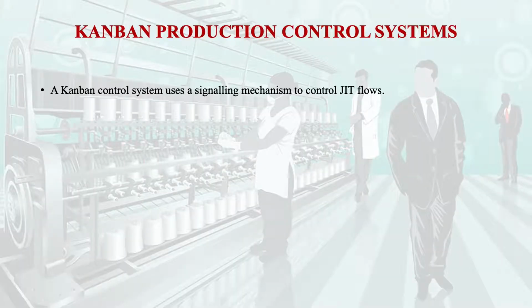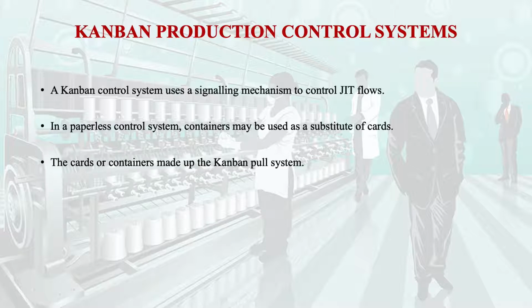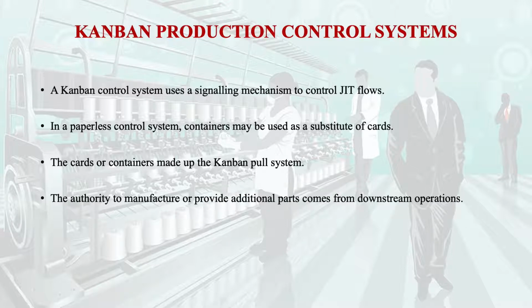Now we will discuss the Kanban production control system. A Kanban control system uses a signaling mechanism to control the just-in-time flows. It is a paperless control system, and containers may be used as a substitute for cards. The cards or containers make up the Kanban flow system. The authority to manufacture or provide additional parts comes from the downstream operation.